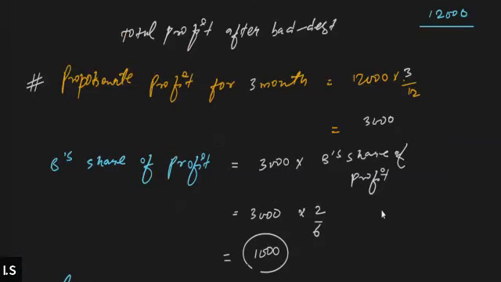So this is the general entry for this: profit and loss suspense account debit to B's capital account, and we can write down the narration as being profit transfer.